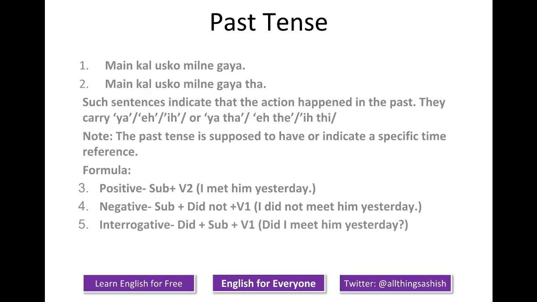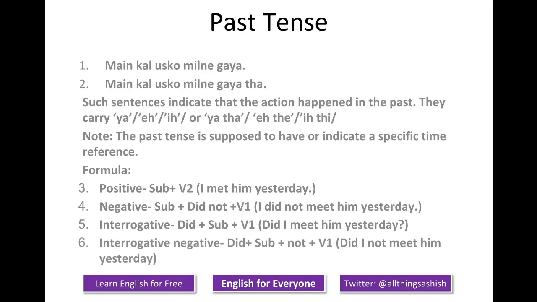If you're translating an interrogative sentence of the simple past tense, you can use did plus subject plus the first form of the verb. For example, did I meet him yesterday?